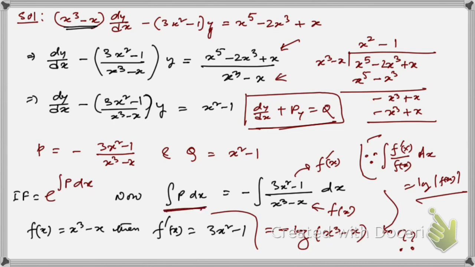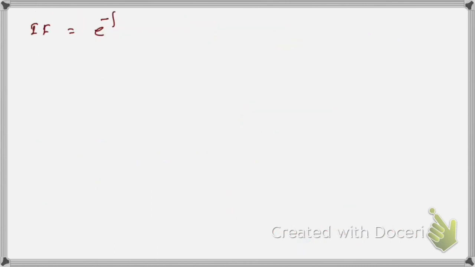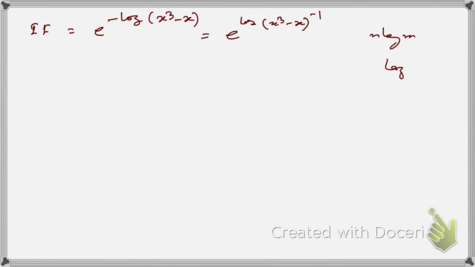We have got this value of integration, right? So now let us put it here, so that you get the integrating factor. The integrating factor will be e to the power minus log of x cube minus x, and that's going to be e to the power log of x cube minus x whole to the power minus 1. You can write it that way, because n log m is log m to the power n, so here we have minus 1. So hope you have understood this.